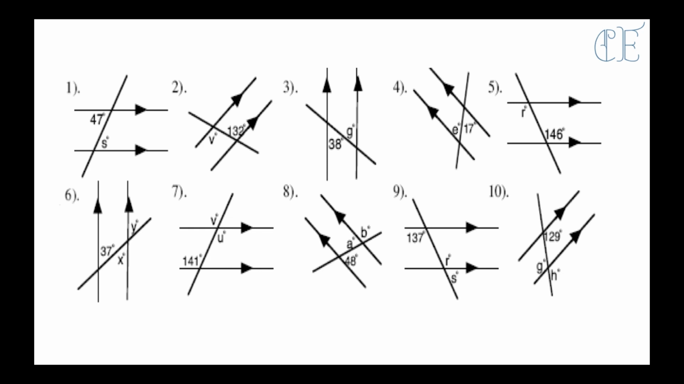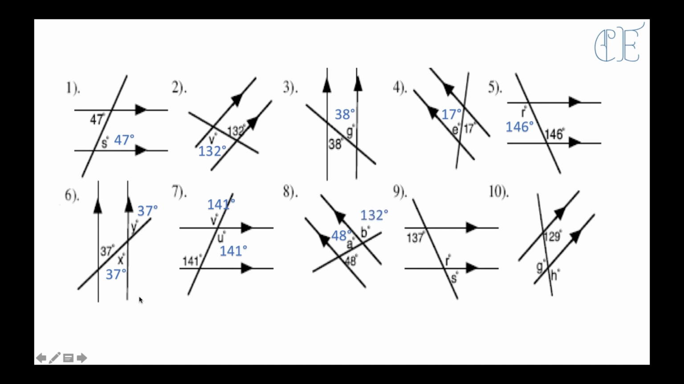Okay, if you had a go, let's go through the answers. S must be 47. V must be 132, G is 38, E is 17, R is 146. In this one X is 37, and Y must also be 37 because although we have this here and this here, we have one on the inside and one on the outside, which means they're the same. U is 141 and so is V.